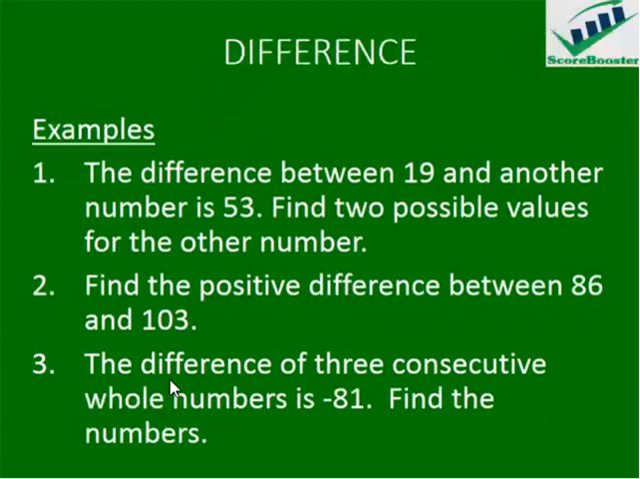So this example 3 is: the difference of 3 consecutive whole numbers is -81. We should find them. We already did that in sum. We know what consecutive numbers are and how to find 3 consecutive numbers. So we take their difference, and then we look for those 3 consecutive numbers in which if the second number is subtracted from the first number, and the third number is subtracted from the result, we get -81. We look for those numbers in which if that particular operation is carried out on them, we get minus 81.